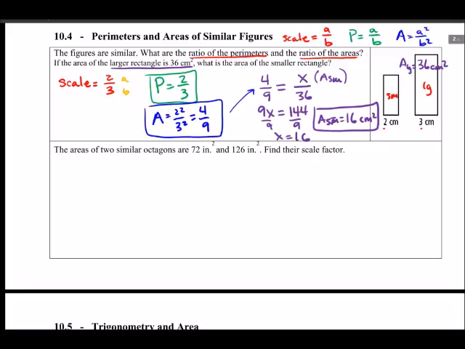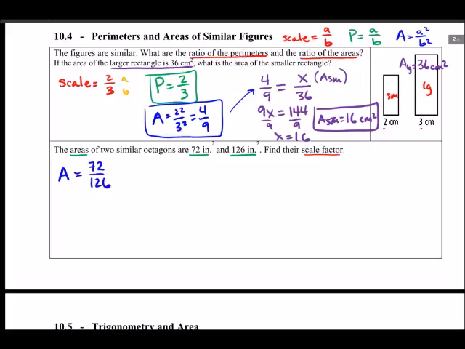All right, last problem here. The areas of two similar octagons. So what are we given? We're given areas of our octagons is that and that. Find the scale factor. Right? Well, we know scale is A to B, and we know area is A squared to B squared. So we know our area ratio, and I'm going to put small on top, is 72 to 126.